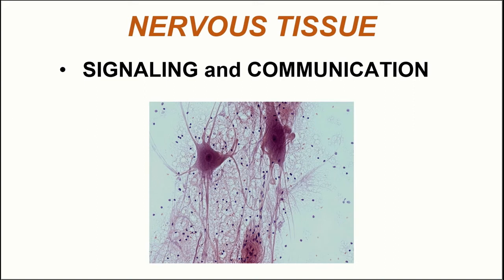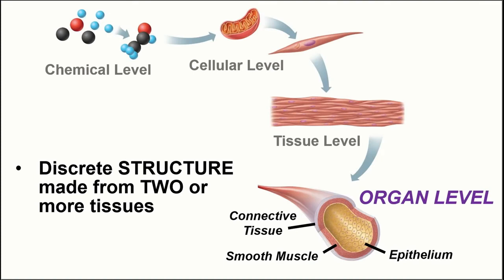So we see that the nervous system, or the nervous tissue in the nervous system, is a communication type tissue. Okay, so that is the tissue level. We'll move on now to the organ level.